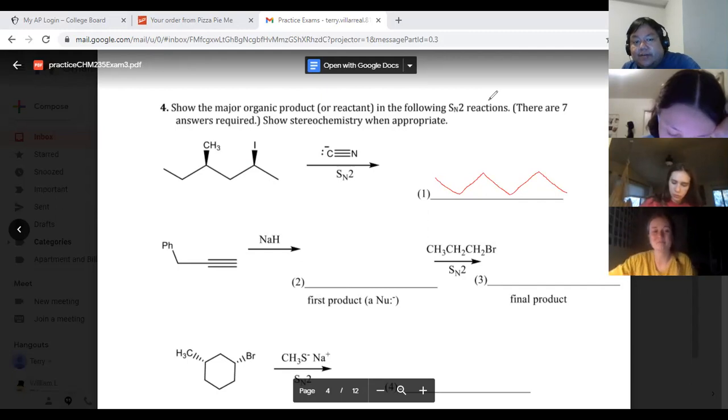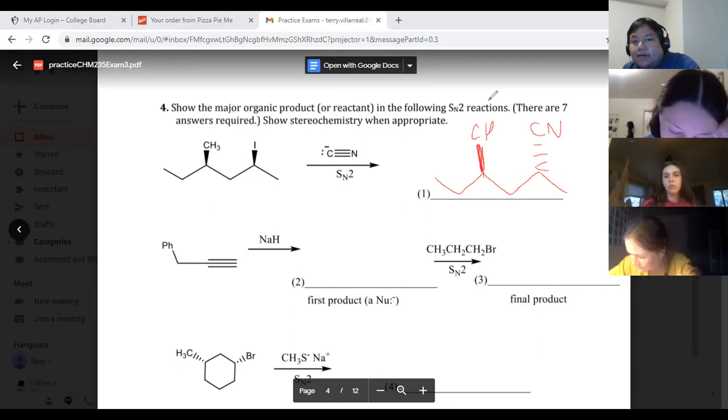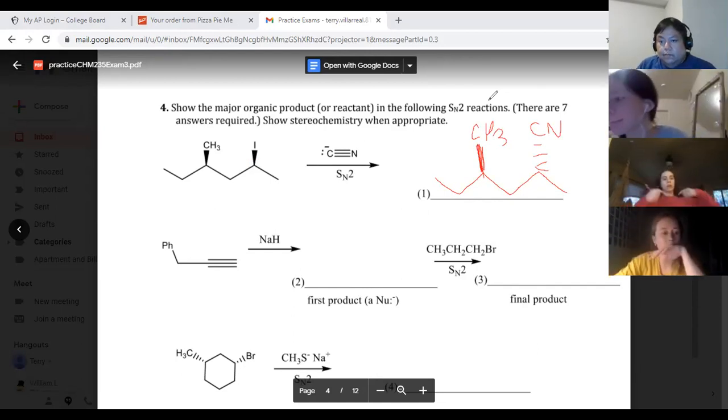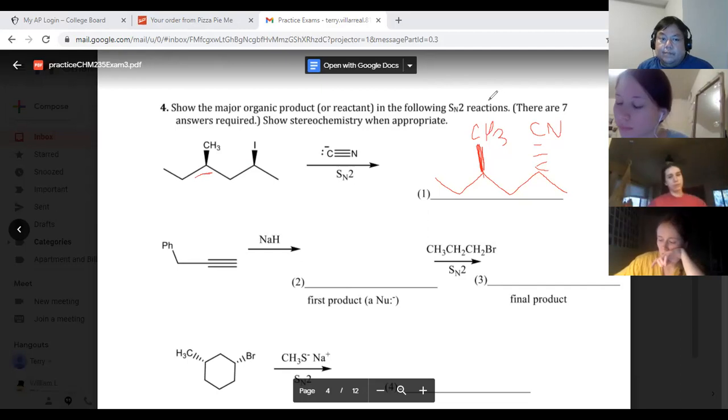So my stereo center, it was on the wedge. Now it is going to be dash. And that's because it's called a backside attack. All right. And any other stereo center I may have stays the same because I only affect the stereo center where I am attacking. So the other stereo center here, no chemistry is happening there. It just stays as is.